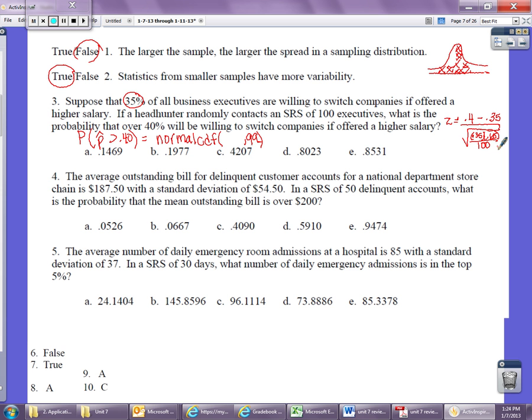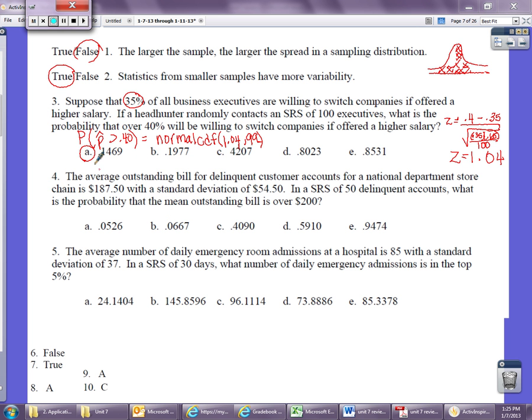When you convert all of that, you're going to get a z-score of about 1.04. So you're going to do a normal CDF of 1.04 to 99, and you're going to end up getting about 0.1469. Now you might not get that exact 0.1469. I get 0.1491 when I put that exact thing in, but it depends on how many decimal places you round to and when you round in the problem. That's going to be really flexible.